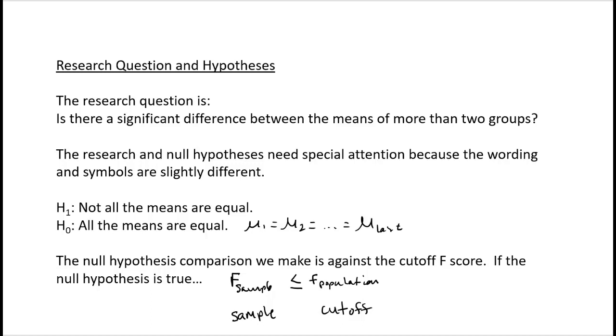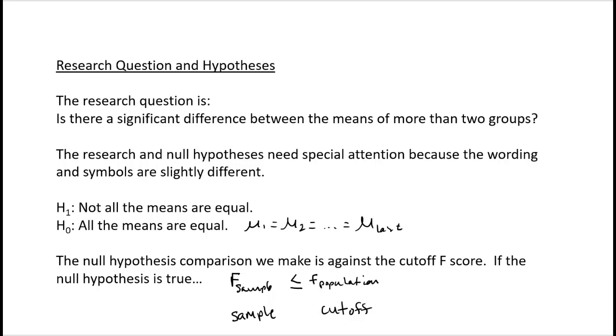By the way, between is grammatically incorrect here. Normally we say among when we're talking about more than two groups, but for statistical lingo, we use between even when we're talking about more than two groups. So that's just something that we grammar police need to be aware of. So is there a significant difference between the means of more than two groups?